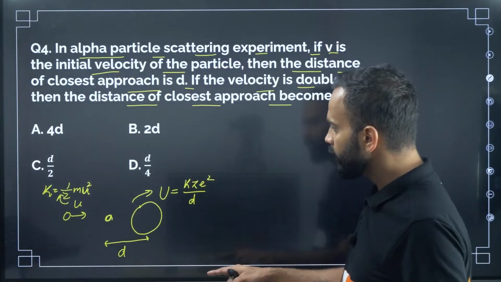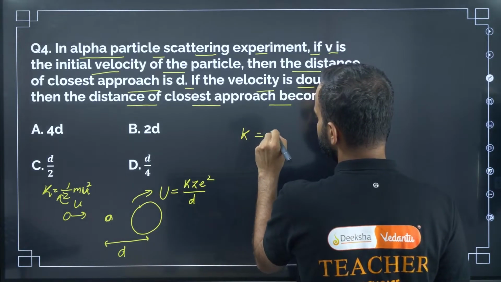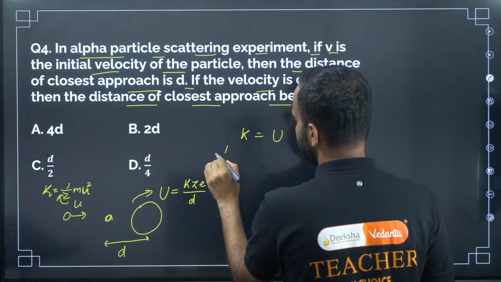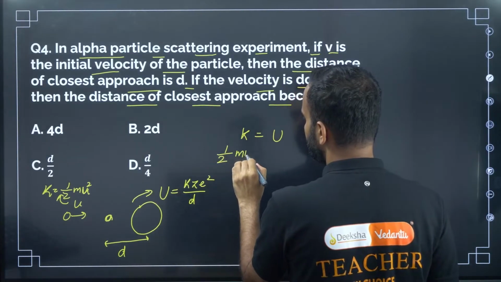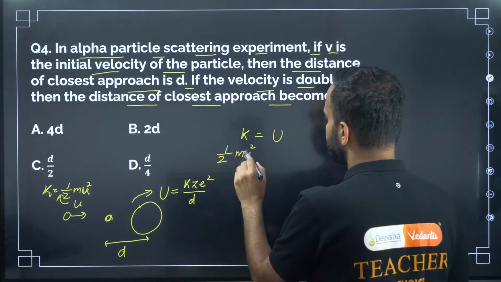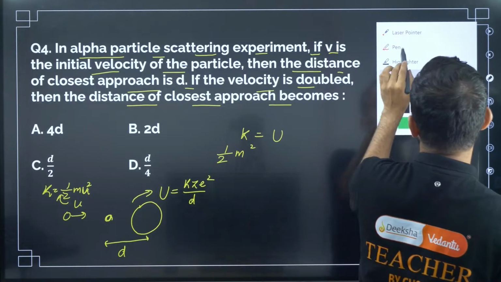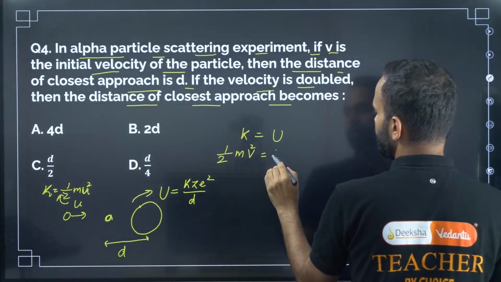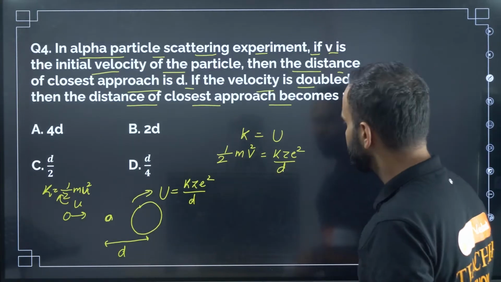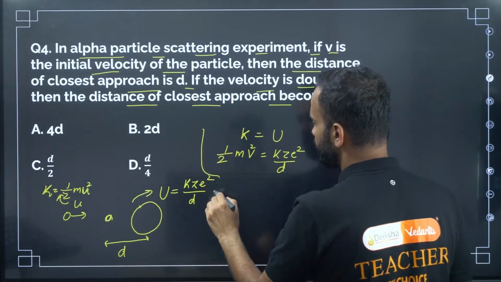So here kinetic energy completely converts into electrical potential energy. What is kinetic energy? Kinetic energy is half m into u square, or v square. Here they have given v, right? So half m into v square equal to k z e square divided by d. Now we need to find the distance of closest approach.